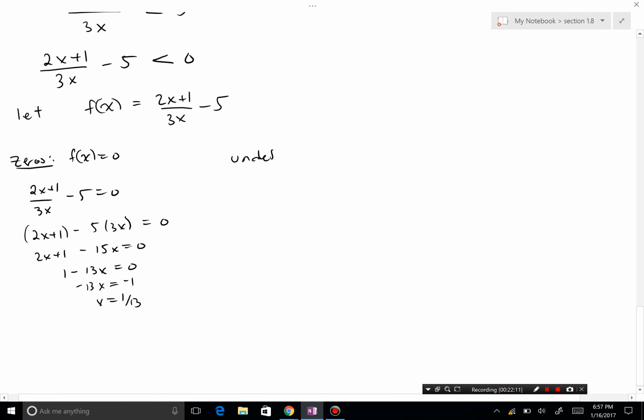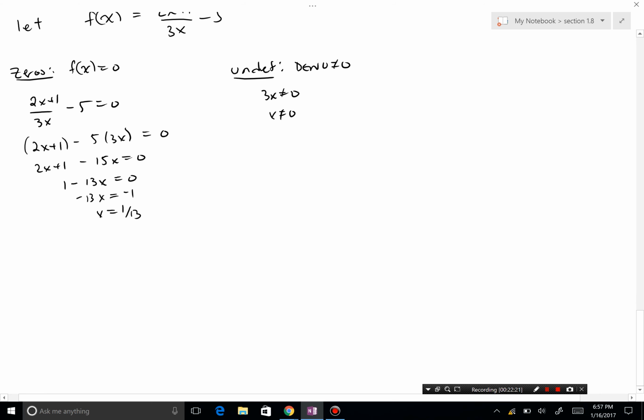Your undefined, well, you only have one denominator, right? Denominator can't be equal to 0. So 3x can't be equal to 0. So x can't be equal to 0. Pretty simple, right? Once again, zero is where the function is undefined. Notice I did not have inequality anywhere in here. This is 0. This is 1 over 13, and oh my god, that's going to be terrible to plug in a number in here. It's okay though.